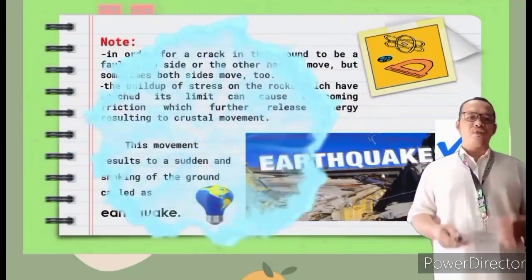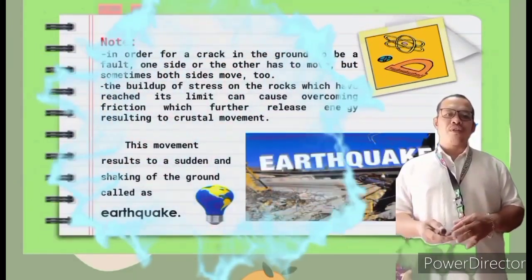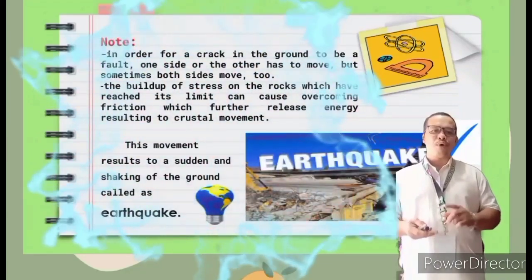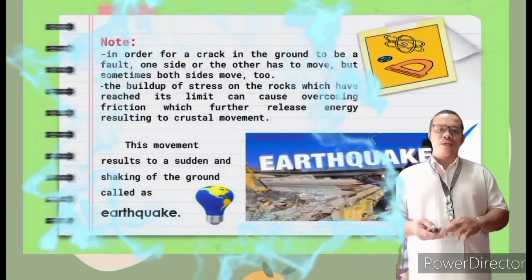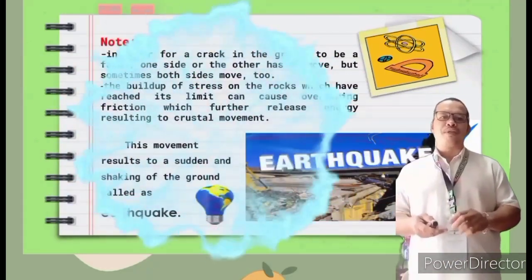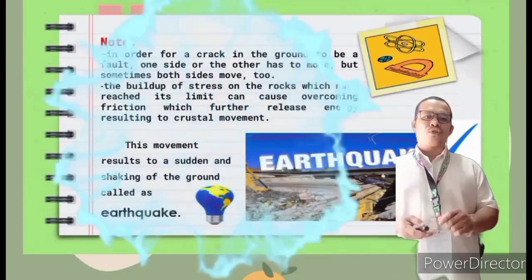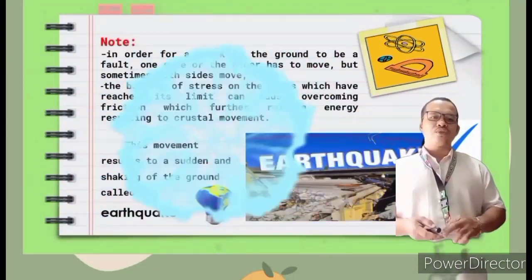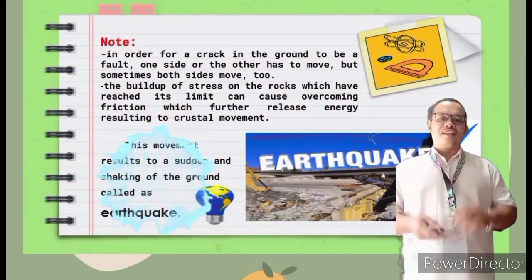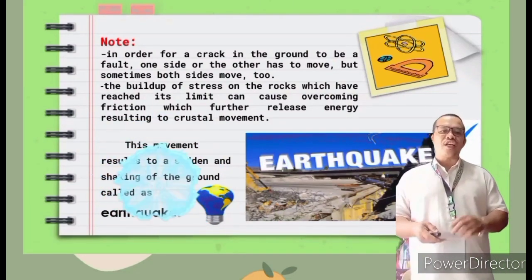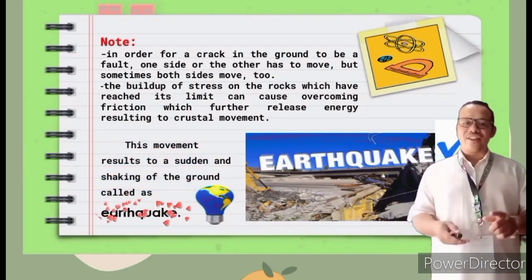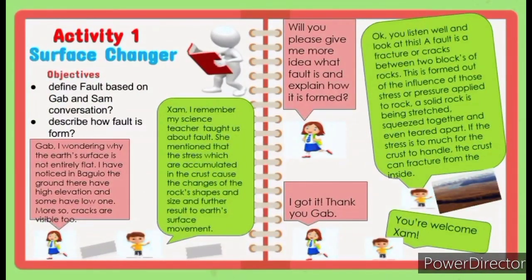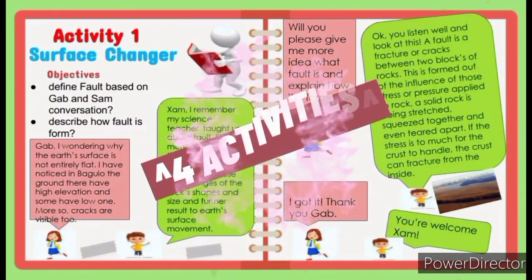Remember, class, in order for a crack in the ground to be a fault, one side or the other has to move. But sometimes both sides move too. The build-up of stress on the rocks which have reached their limit can overcome friction, which further releases energy resulting in crustal movement. This movement results in a sudden shaking of the ground called an earthquake. Remember that, class. In this module also, you are going to perform four activities.